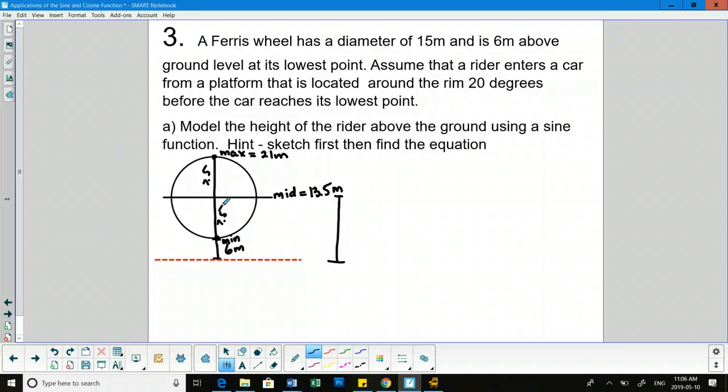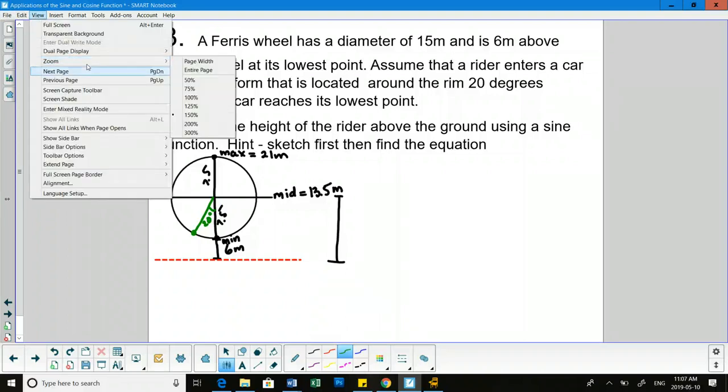Okay, so at the minimum, they can be 6 meters above the ground. At the middle height, halfway between the max and min, they can be 13.5 meters from the ground. And at their maximum height, they're 21 meters above the ground. Now this is telling us that they are starting 20 degrees before the minimum. So this right here is 20 degrees.